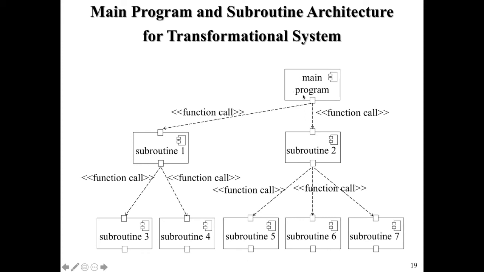You will divide your program into different subroutines. Subroutine number 1, subroutine number 2, and those subroutines may call other subroutines further. For example, subroutine 1 is calling or using subroutine 3 or subroutine 4. Similarly, subroutine 2 can use subroutine 5, 6, or 7. So like that, you have your main program which is using different sets of subroutines, and subroutines can call or use other subroutines.